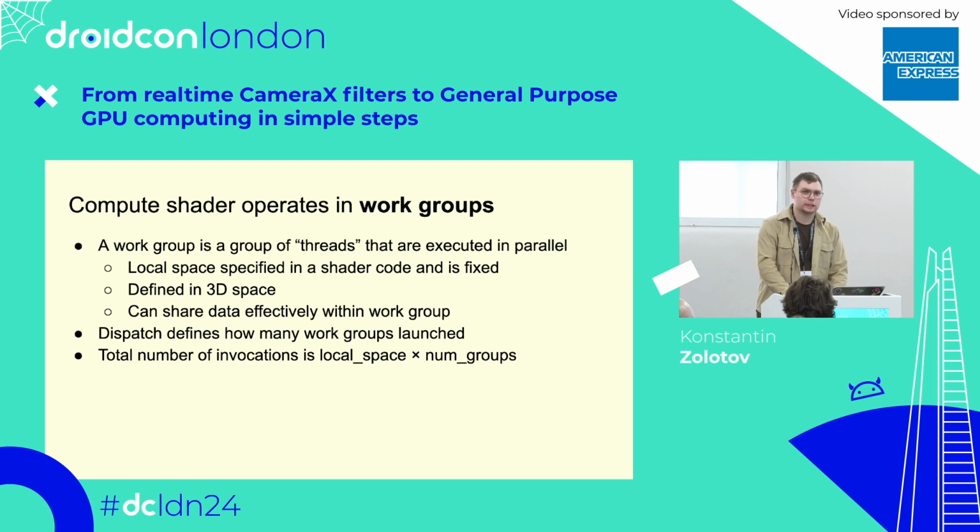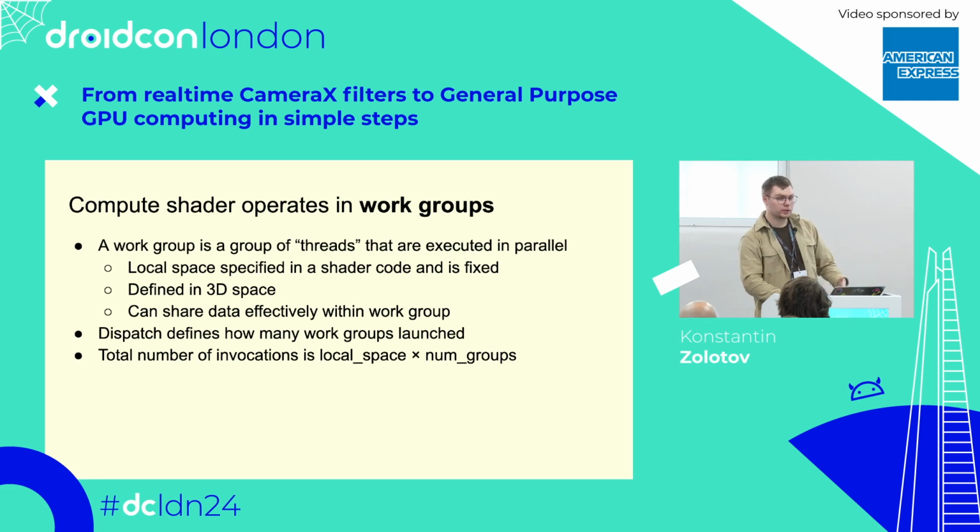So compute shaders work in a thing called a workgroup. A workgroup is a group of threads that are executed in parallel and do some work together on a task. The threads are in quotes because it is not a real thread like an operating system thread, but it is similar in a way that the computations are done in parallel. The local space is completely static. You define it in the shader. It is defined in 3D space, so you have X, Y, and Z components, and they are multiplied, so they shape a 3D space.